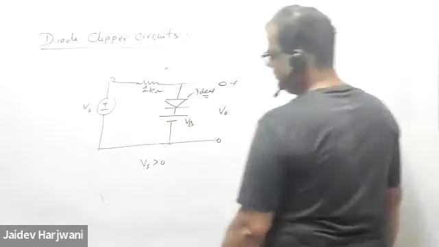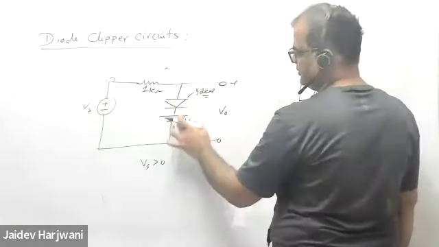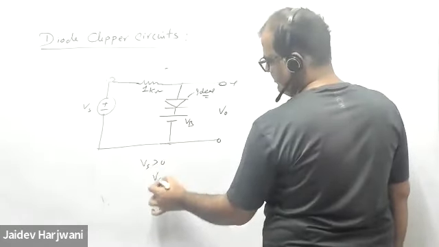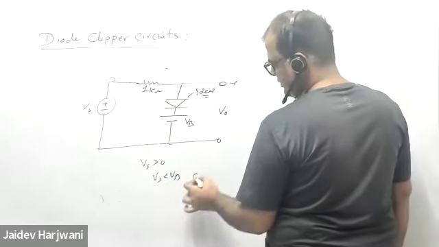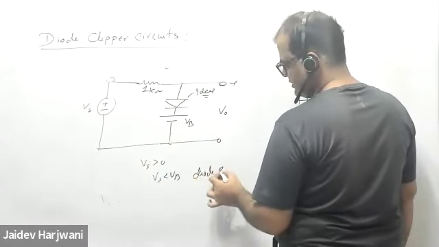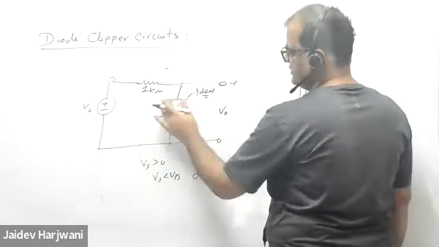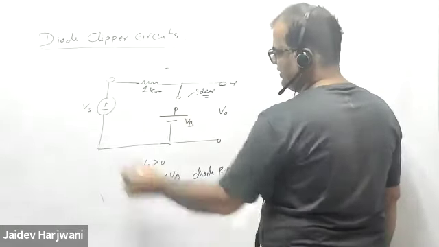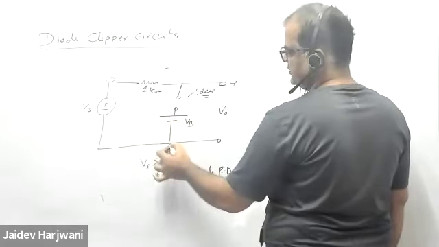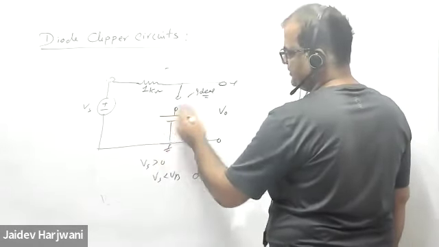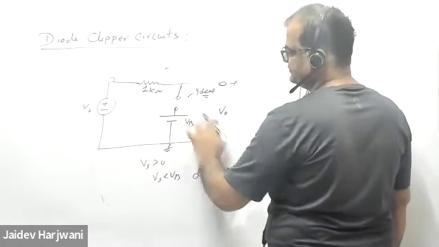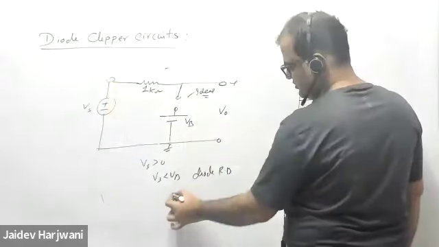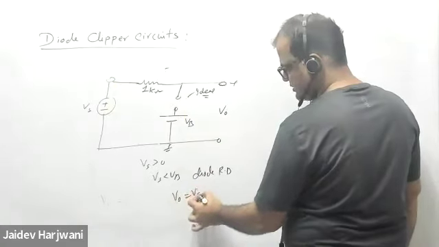Now again, you see this diode is reverse biased by VB. Until this Vs is less than VB, the diode is reverse biased. Reverse bias means it is open. So this becomes open. This is the ground. This battery is not in the circuit, and this V naught will be equal to Vs.